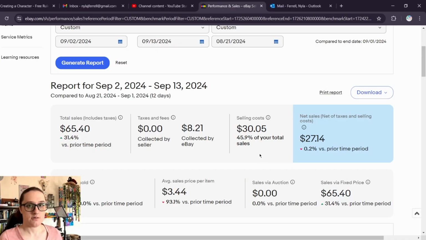So we've made in total sales $65.40. We had taxes and fees of $8.21, and then $30.05 in selling costs. I know that we did have one international buyer that bought a Goblin Shaman token, and that token was around $10, but there were VAT fees on that. So those were all collected and everything. We netted $27.14 in the end, which is awesome.